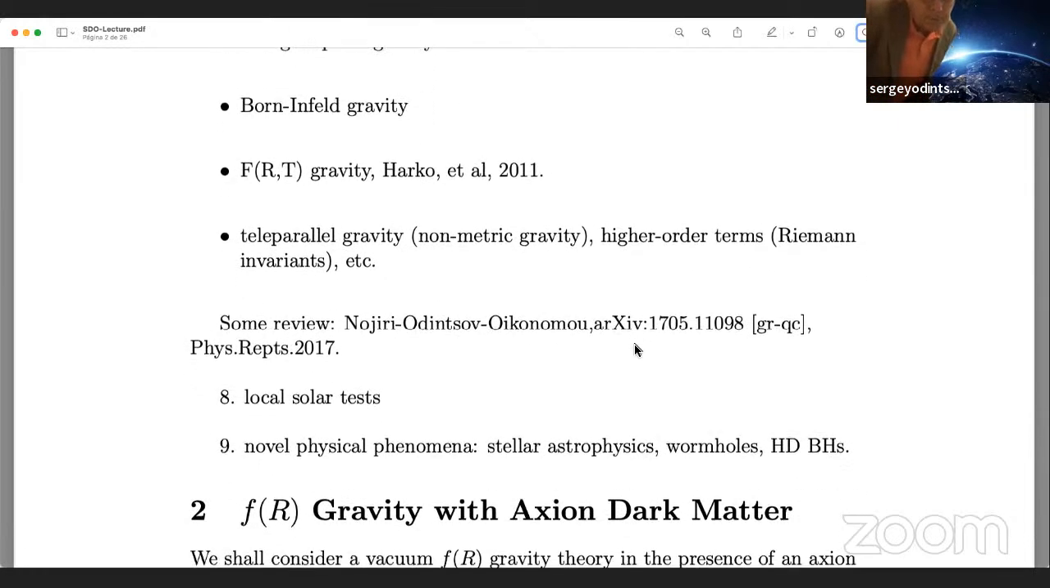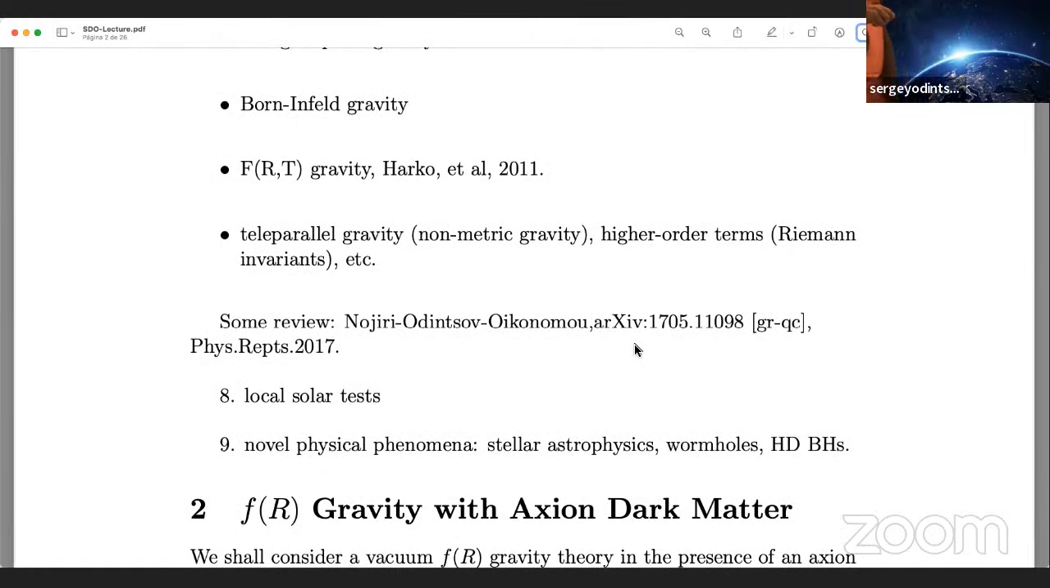Also, it's interesting that with modified gravity theory, we have a number of interesting properties which we thought may not happen or may happen only for very specific theory. For example, local solar tests. In textbooks on general relativity, we learn for many years that the only one gravity theory which pass local solar test, so test of solar system, is general relativity.